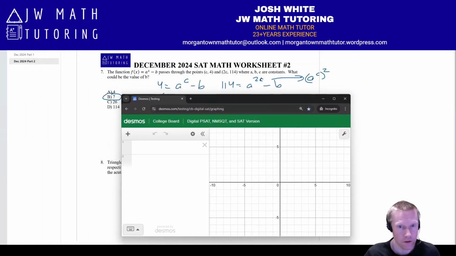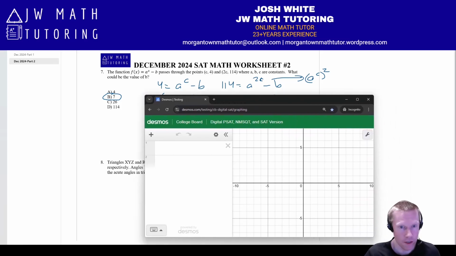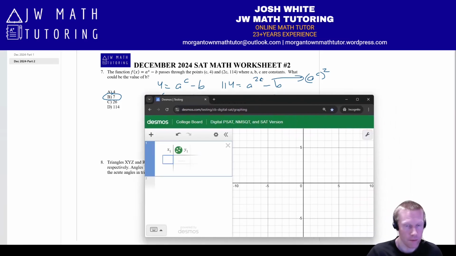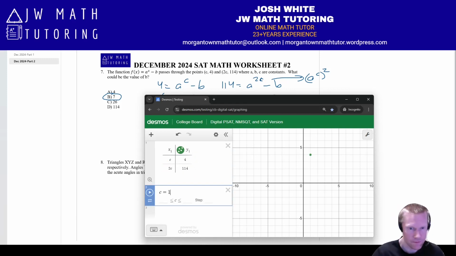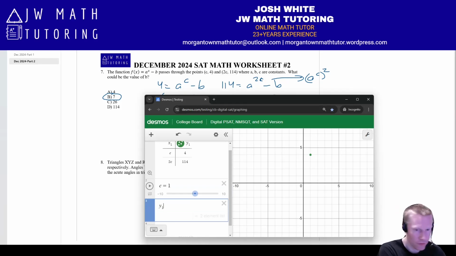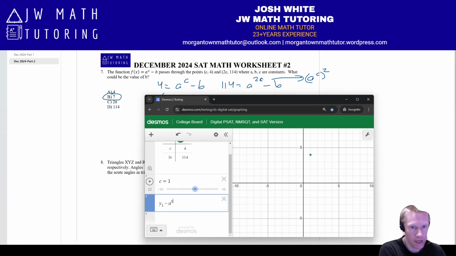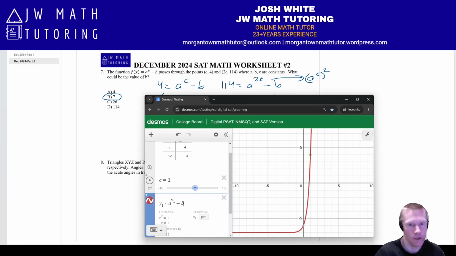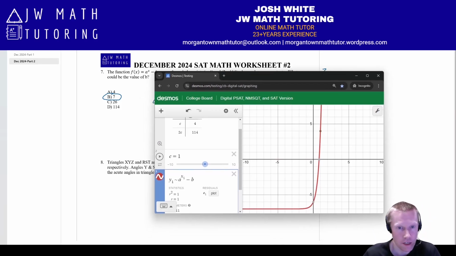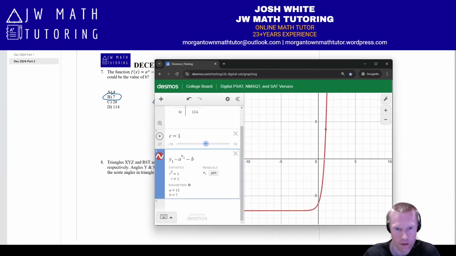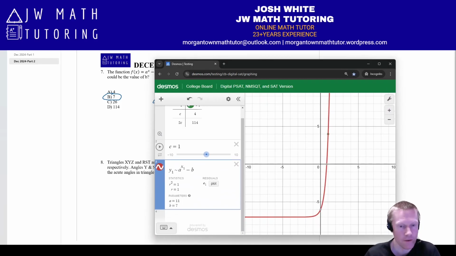I'm going to shrink this down a little bit so we can see the problem. So all I'm going to do is make a table. I'm going to put in my 2 points that were given. Then I'm going to add a slider for C. Then I'm just going to do regression on an exponential function. Okay, so notice here, we have an A value of 11. That doesn't really matter. We have a B value of 7. So that checks, we get the same exact answer.